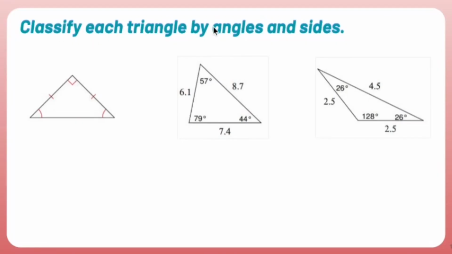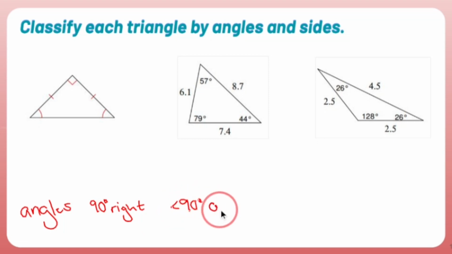Classify each triangle by angles and sides. If you want to classify a triangle by angles, you're looking at three words. If you see a 90-degree angle, it's considered a right triangle. If all of the angles are less than 90, it's acute, like me. And if one of the angles is greater than 90, it's obtuse.